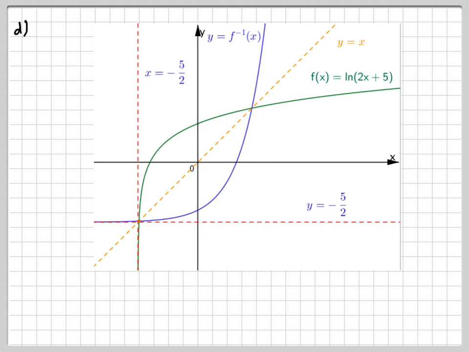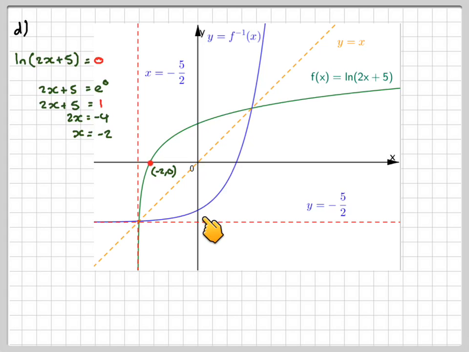We can find some points on the axis. Let's take that point there, for example. At that particular point, ln of 2x plus 5 is equal to 0. The y-coordinate here is 0. And therefore, if we use log to the base a of b is equal to c, then we can rearrange this as 2x plus 5 is equal to e to the 0. e to the 0 is 1, so 2x plus 5 is equal to 1. We get 2x is equal to minus 4, therefore x is minus 2. So this point here is going to be minus 2, 0, which means that this point here will be 0, minus 2.